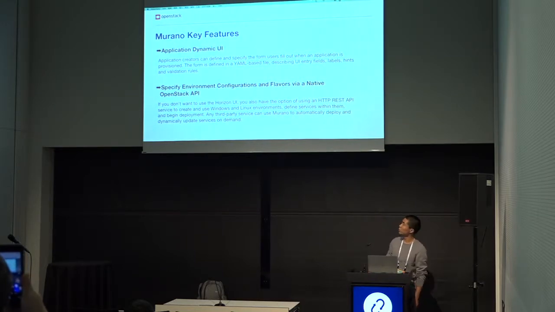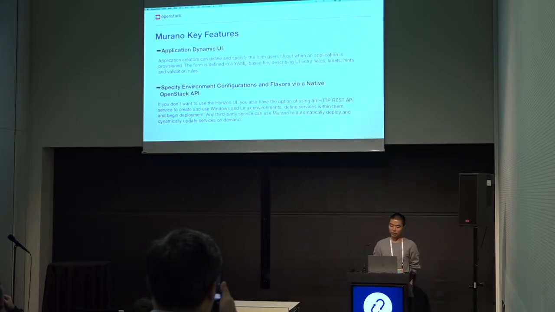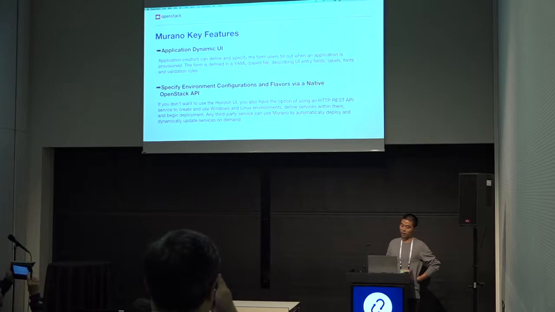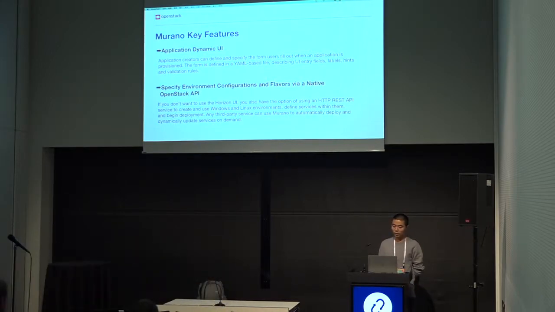So we introduce the Murano key features. The first one is the application dynamic UI. Application creators can define the forms the user fills out when the application is provisioned. The form is defined as a YAML-based file and describes the UI fields, labels and some validation rules. When a user wants to deploy an application, they just fill in some fields in Horizon, then specify the environment configurations and flavors.